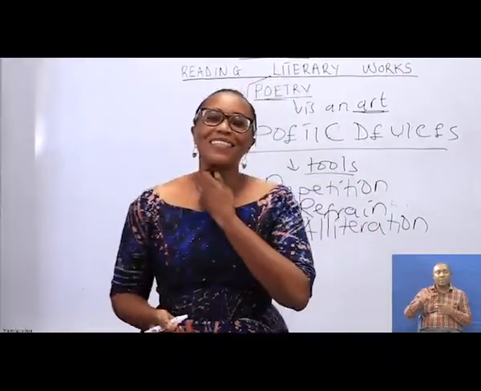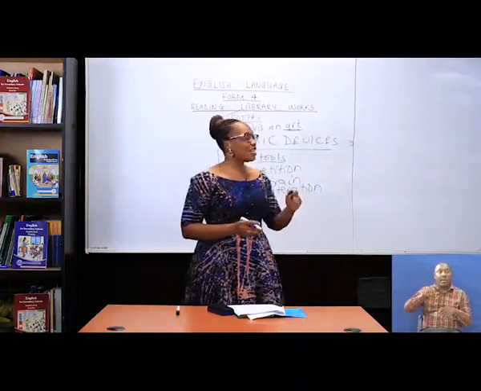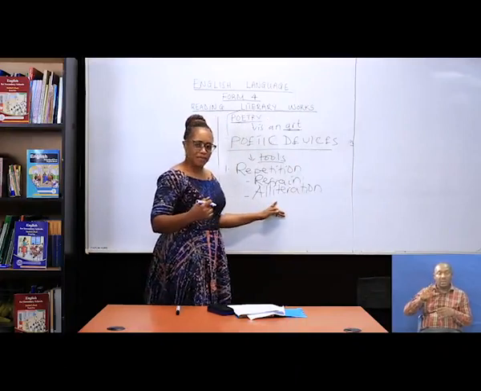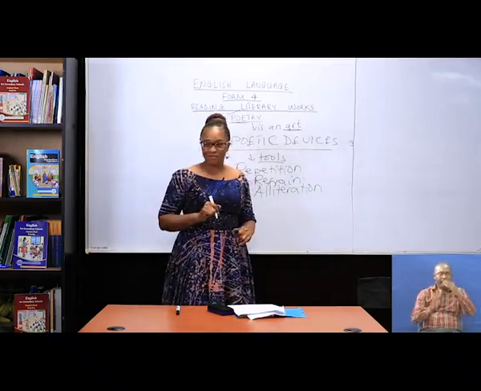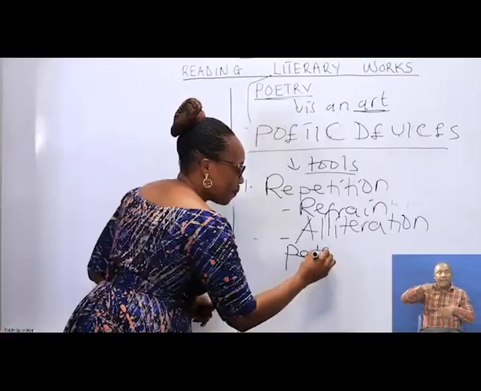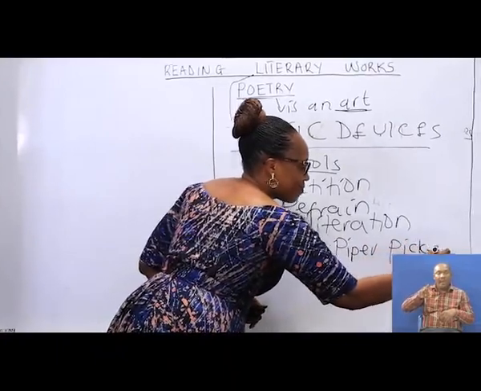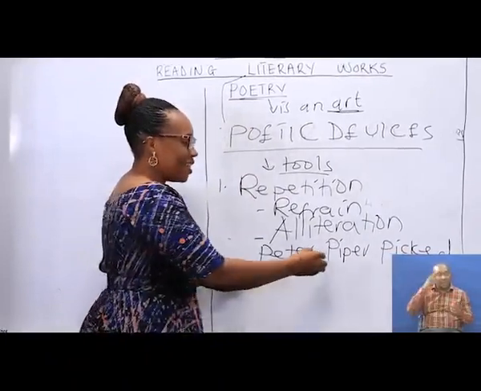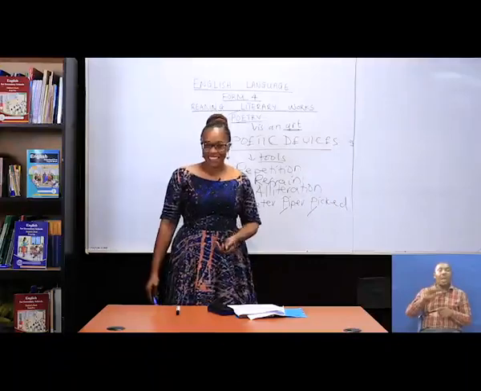Alliteration. What is alliteration? We say that alliteration is when words that follow each other have the same sound. For instance, if you say Peter Piper picked. If you say P and then you have P and another P, that is alliteration.